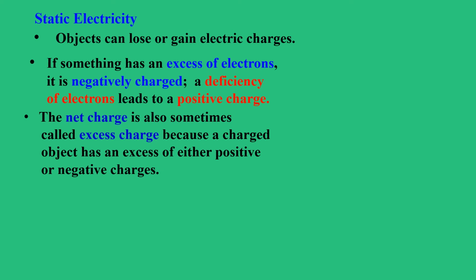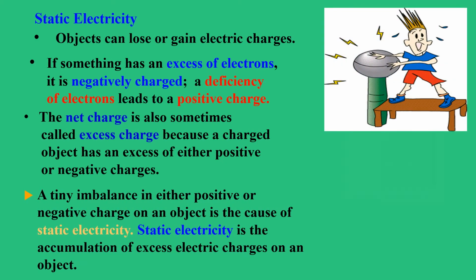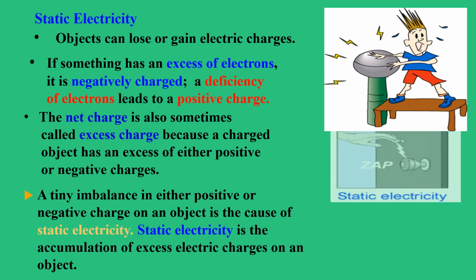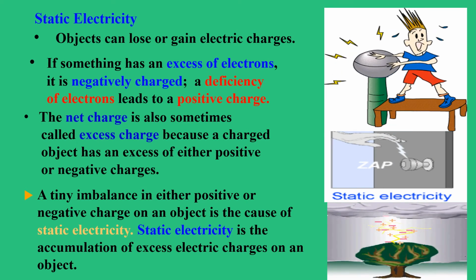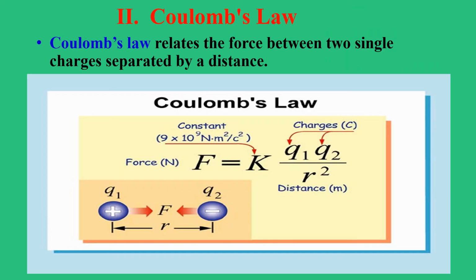excess charge because a charged object has an excess of either positive or negative charges. A tiny imbalance in either positive or negative charge on an object is the cause of static electricity. Static electricity is the accumulation of excess electric charges on an object.